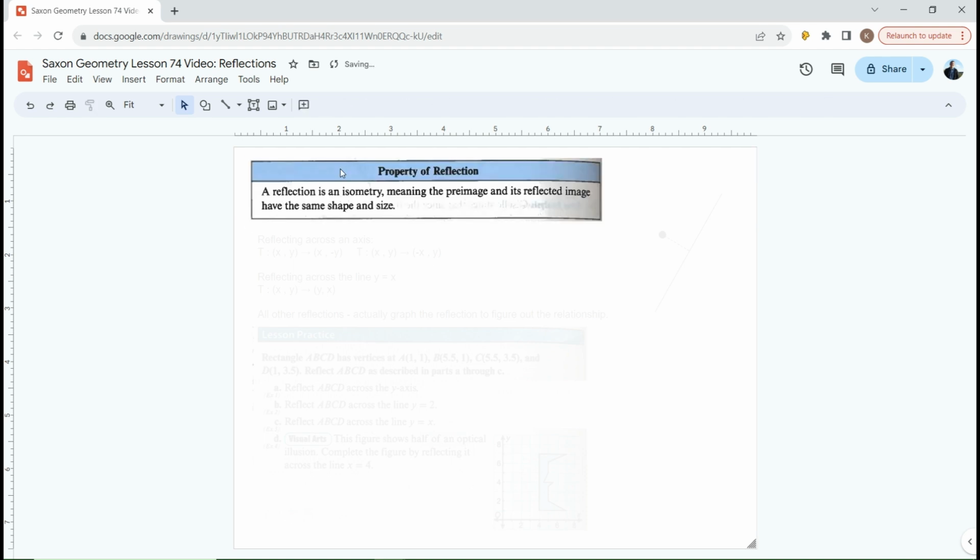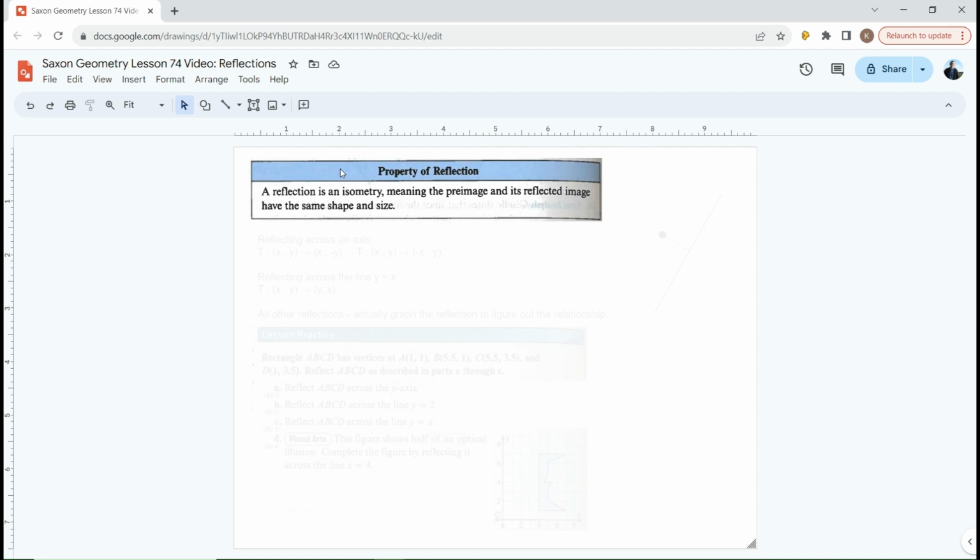A reflection, again, is an isometry. What that means is we're not changing the pre-image when we draw the image. It's going to be the same size and shape, but it's going to move from one place to another. In this case, it's going to flip over as well. So we're not going to be able to rotate it back so that it perfectly matches the original unless it has something called symmetry. We're going to talk about that in a future lesson, so keep that word in the back of your mind.